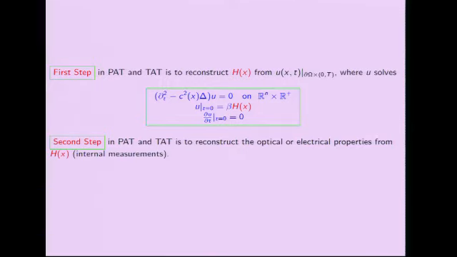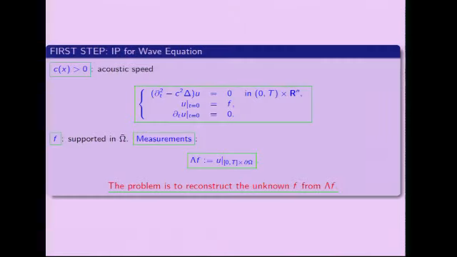So the first step, and we're just going to talk about this, is to solve a boundary value problem for the wave equation. So you know the initial data. I mean, you're trying to recover the initial data. You know the sound speed by making measurements at the boundary. And so this is the model for the problem.